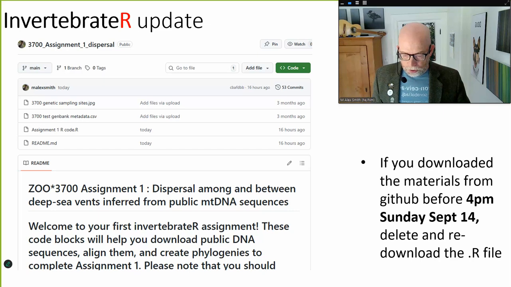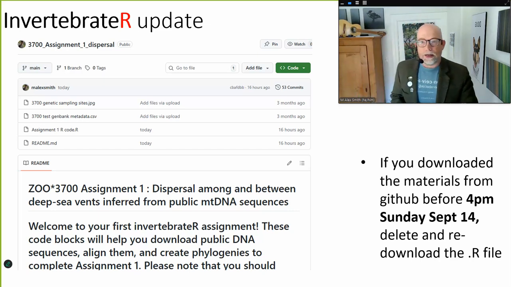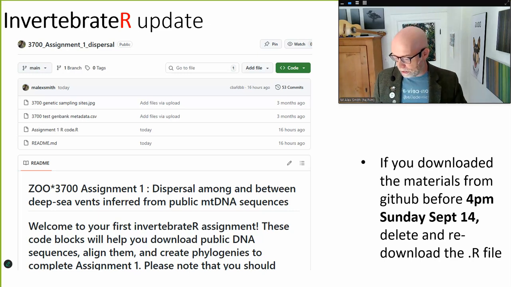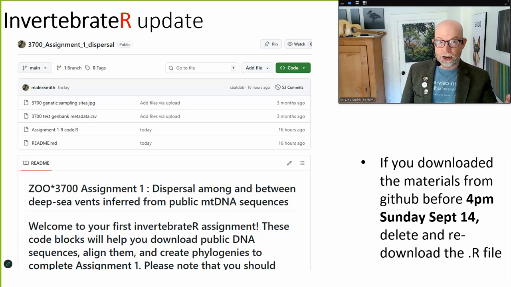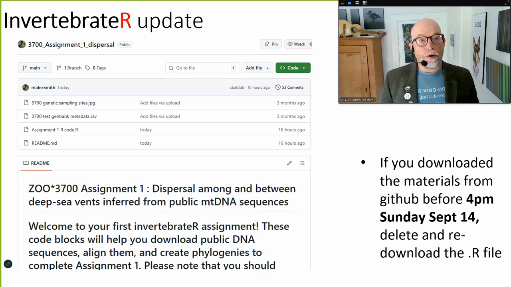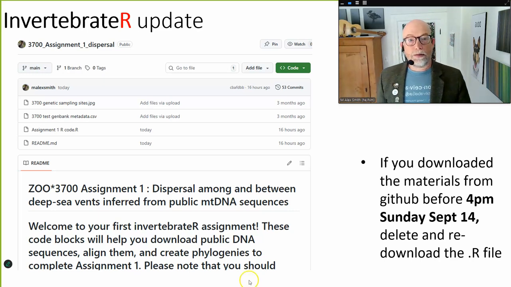thank you to three of you, Hazel, Umair, and Natalie, who were three of the first people in to the invertebrate R assignment, and they did it in an invertebrate test kind of a way. They found that one of the packages had made a major update on the 11th of September, just before your assignment went live on the 12th. And that update has an error in it. So if you've already been to the GitHub and downloaded, do it again.